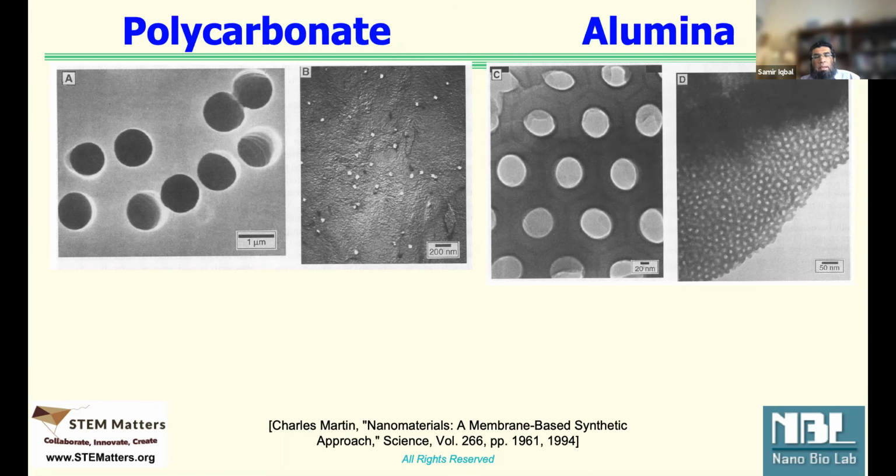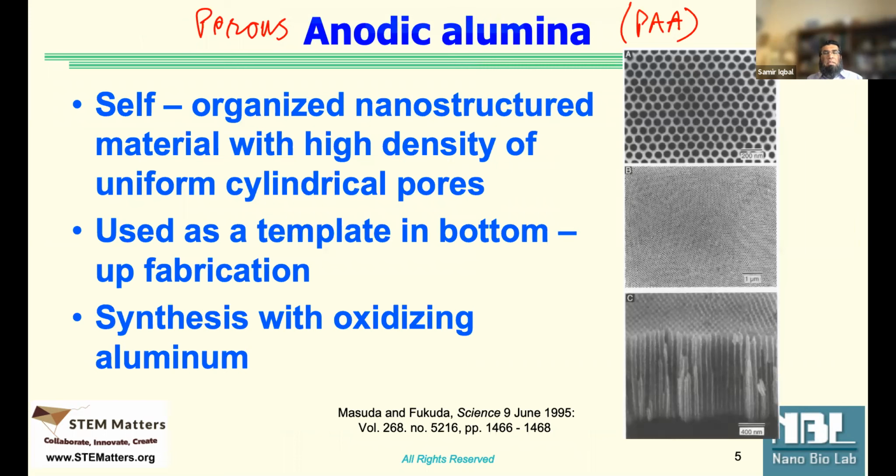So we use that kind of method to create so many things. We can create films of polymers with very well-defined holes in them. We can make fibers. The idea is we use that process to create this well-ordered structure, like shown here. It's called porous anodic alumina, or anodic aluminum oxide. AAO or PAA means the same thing.